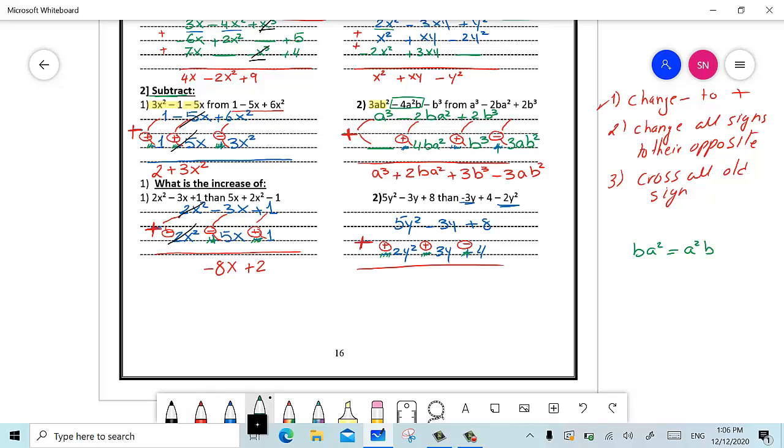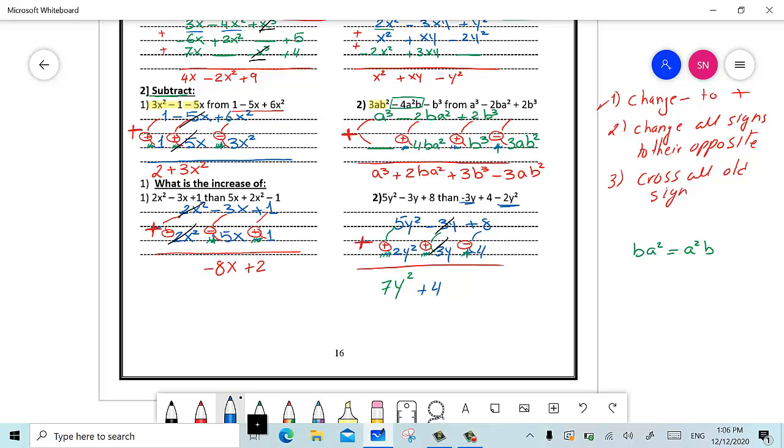Simply, I'm going to do 5 plus 2, which is equal to 7. The coefficient is 7 and the variable is y squared as it is. Negative 3 plus 3, this is equal to 0. So those two terms are cancelled together, and I'm not going to write anything here. And at the end I have 8 minus 4, and 8 minus 4 is equal to positive 4.